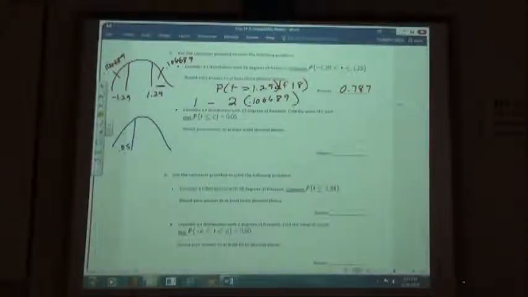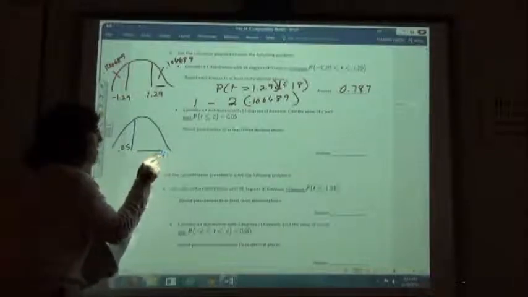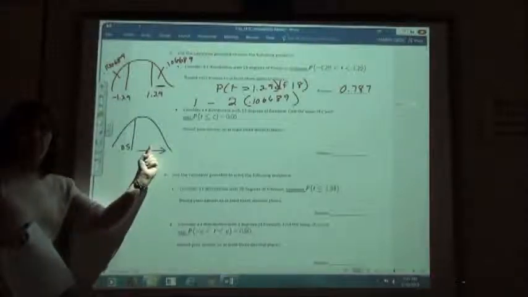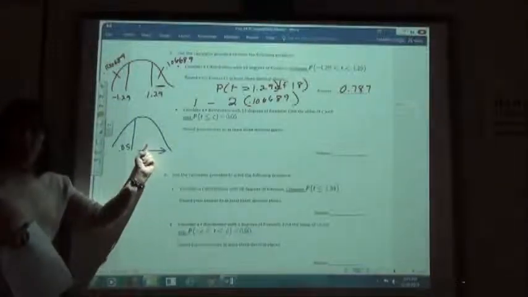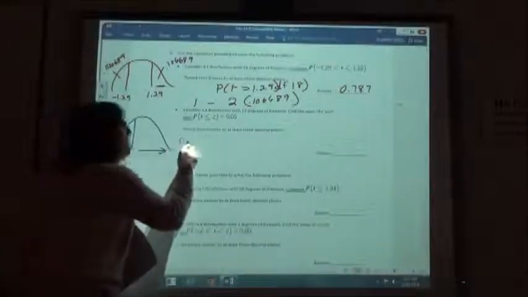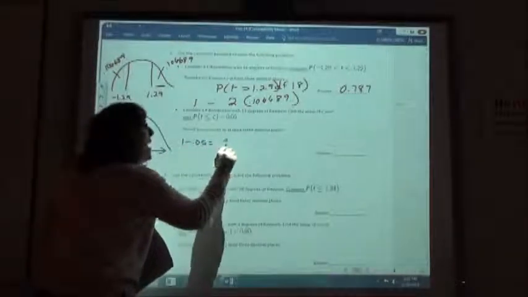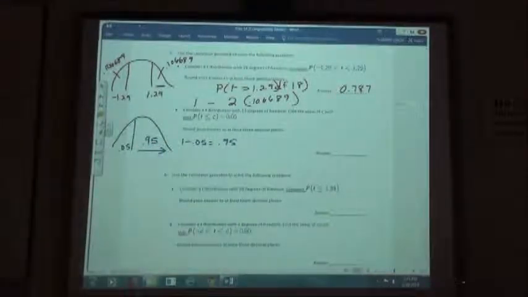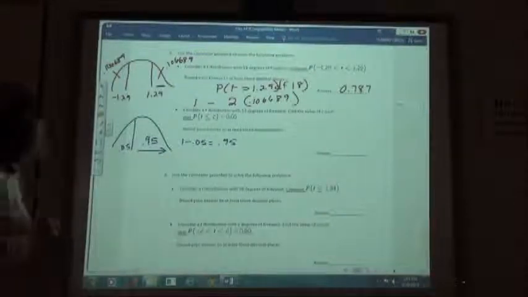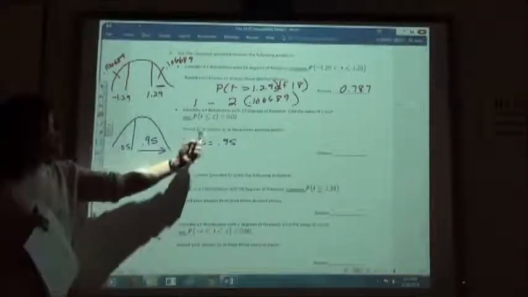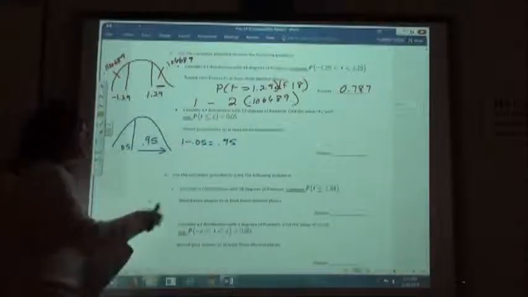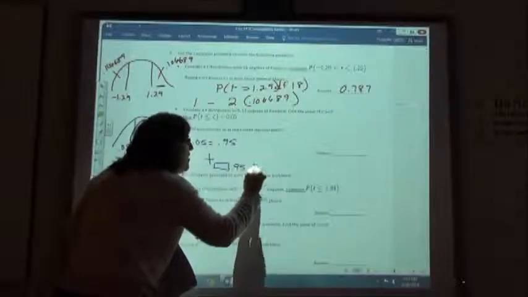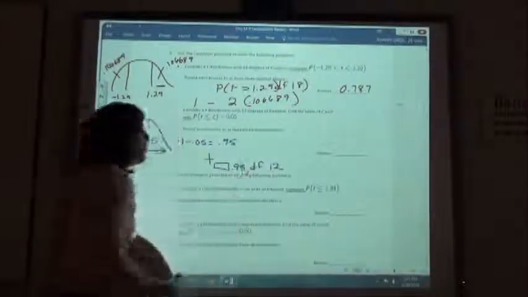So I'm going to find this part right here. If this area is 0.05, then this area would be 1 minus 0.05, or 0.95, right? We now want to find the critical value, so we're going to do the T sub, and then we're going to put that 0.95 in there. Degree of freedom is going to be 12.